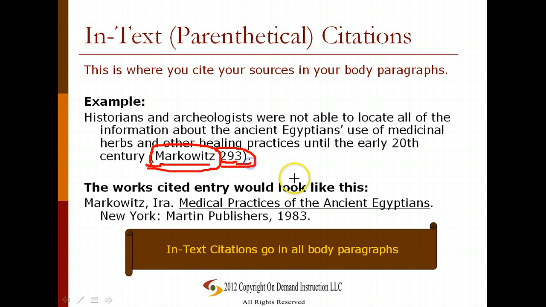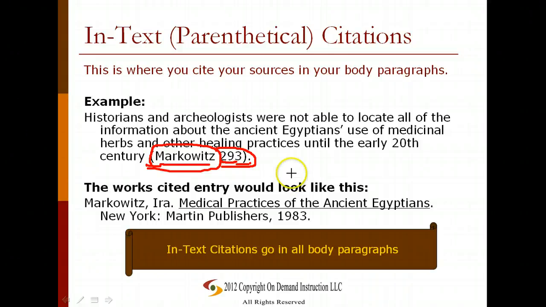The period always follows the citation. Notice that there's nothing else. There's not the word page. There's not a year. There's not the title of a book. There's nothing else in there. It's only writer's last name and the page number. That's all that you have to do for Modern Language Association, for MLA format.